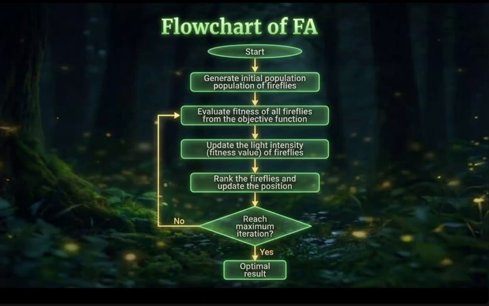We rank and we update the positions. Fireflies are ranked accordingly, and the positions are updated. So less bright fireflies move towards brighter ones. The algorithm checks if it has reached its maximum iteration, known as Tmax, and if it has not reached it, it will loop back to evaluating the fitness. If yes, the loop stops and we get our optimal results.